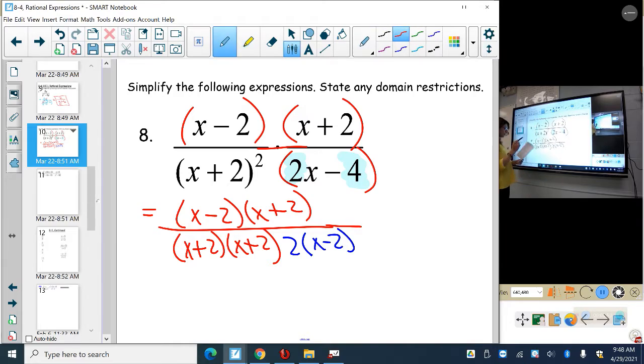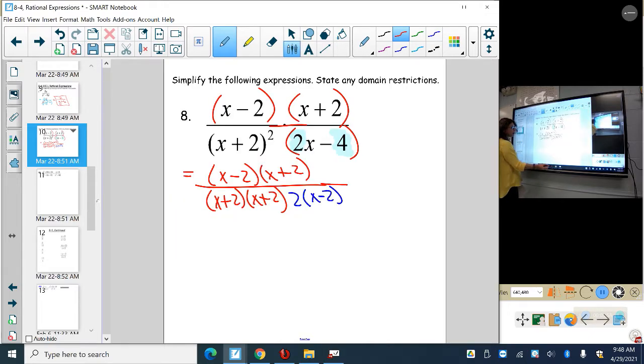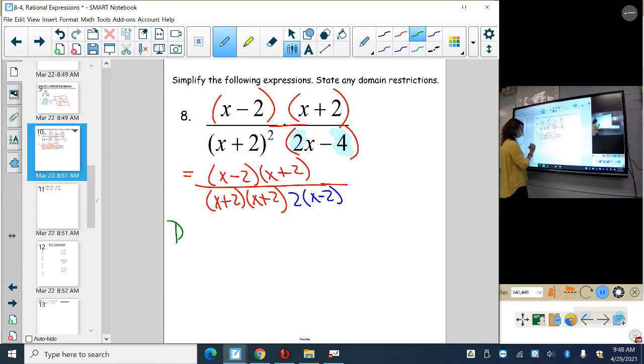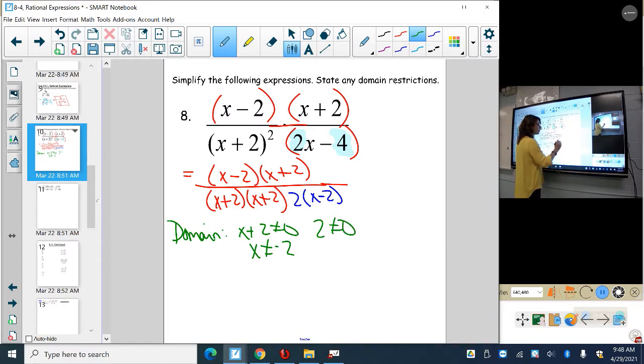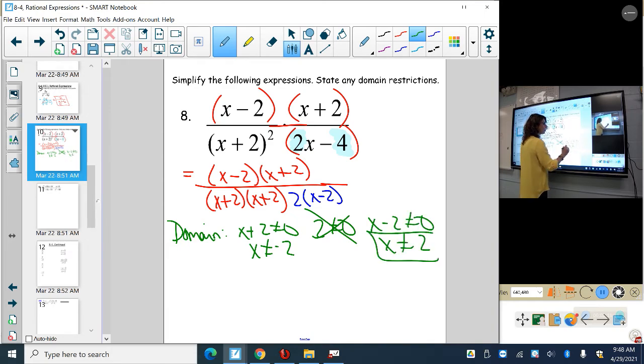So from there, it says to state any domain restrictions. So I'm going to go ahead and do my domain restrictions now. So x plus 2 cannot be 0, and since there's 2 of them there, I don't have to repeat it. I can simply just do that one time. So x cannot be negative 2. 2 cannot be 0. Well, guess what? It never is, so it doesn't matter. And then x minus 2 cannot be 0, so x cannot be positive 2. So these are my 2 domain restrictions that I have. Again, we don't need to use them right now, but we will in the later sections.